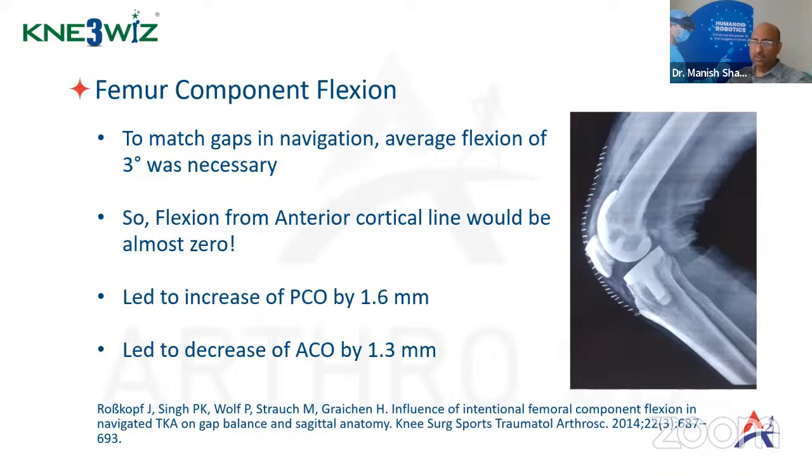And it's important to remember that with navigation or imageless robotics, when you're aiming for 3 degrees, effectively the flexion from the anterior cortical line would be 0. Because the distal femur is flexed compared to the mechanical axis, if we were to aim for almost a 0 to the anterior cortical line, we would be in the range of 3 degrees of flexion.